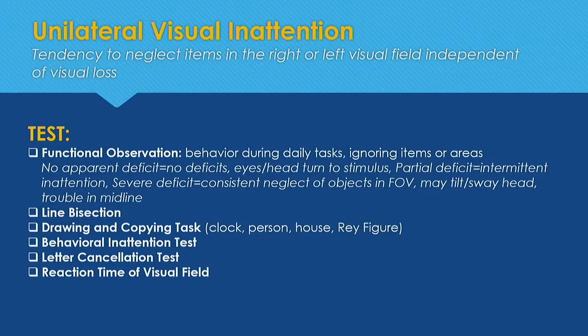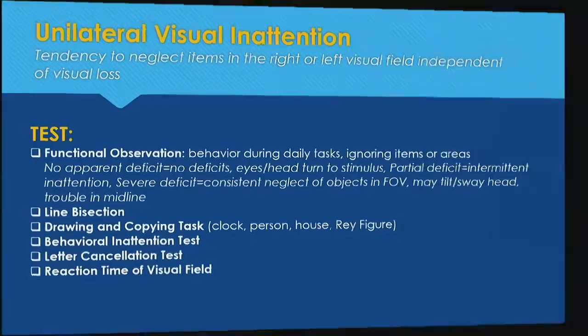Some of the things you can do, like the neurologist did, was a line bisection test. Really simple. You can tell they miss it every time. They can't put it right in the middle. A copying test, like draw a clock or a person. And then there's some more objective tests, a behavioral inattention test and a letter cancellation test. Okay.